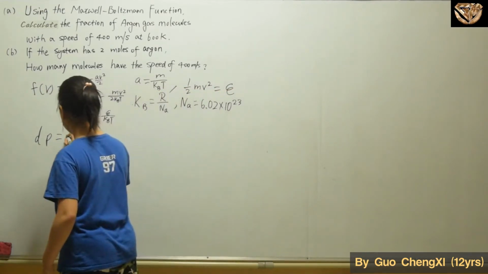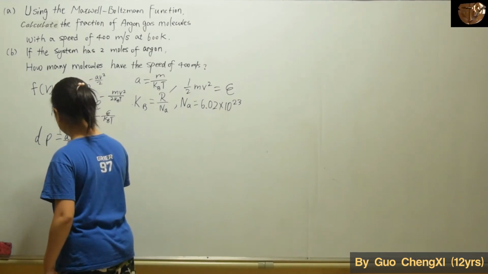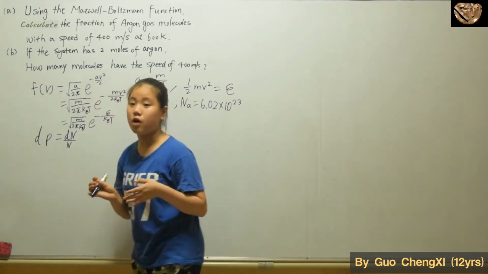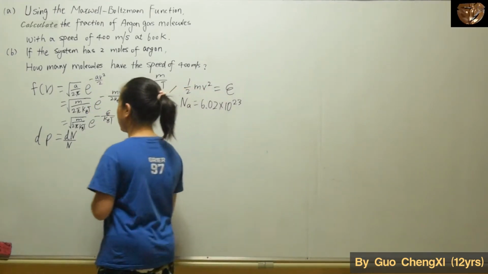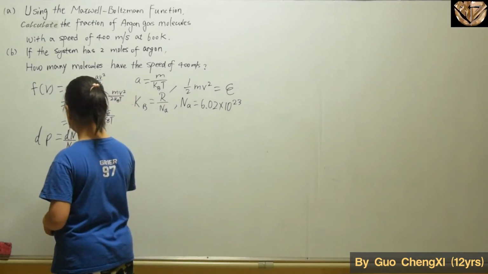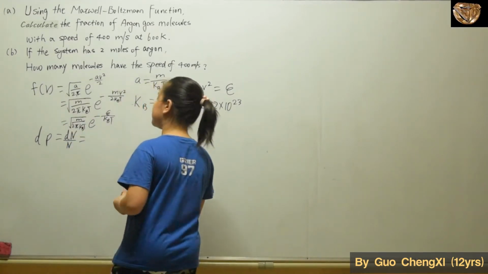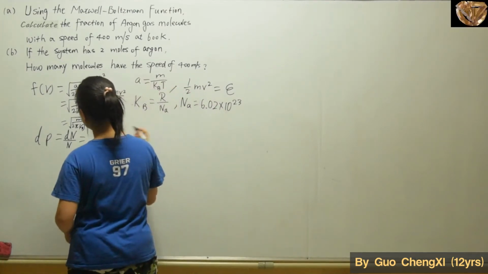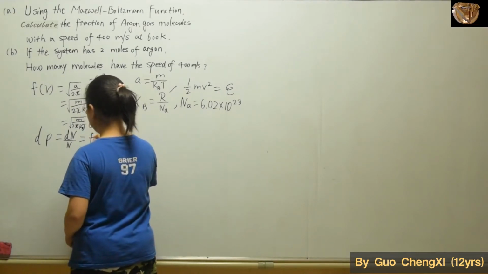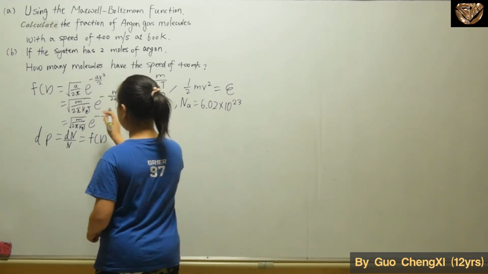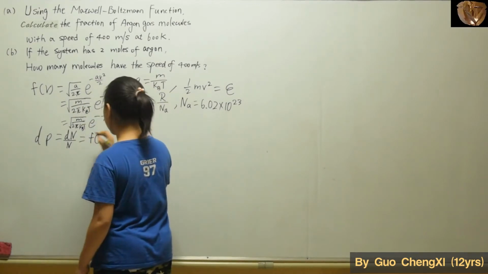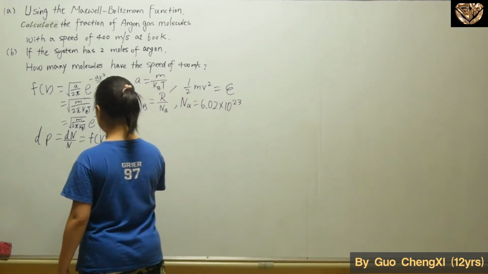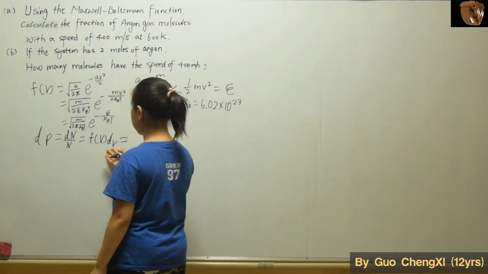This is dn over n, and n is the total number of particles there is. The d basically represents that it is infinitesimal, okay? So over here, it will be f(v), and for this part we'll also need a dv. As I told you already, it's basically the infinitesimal.